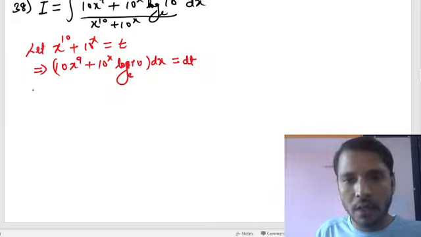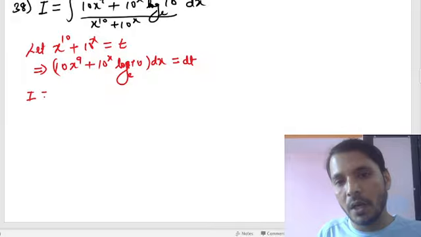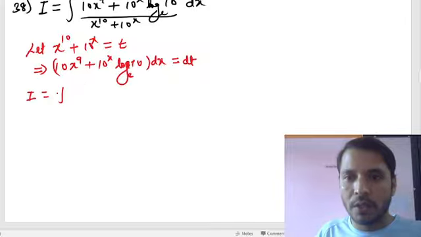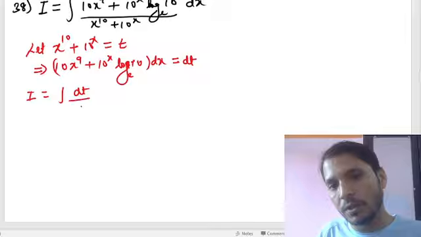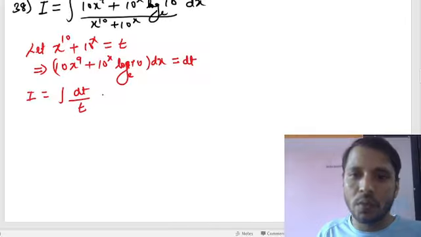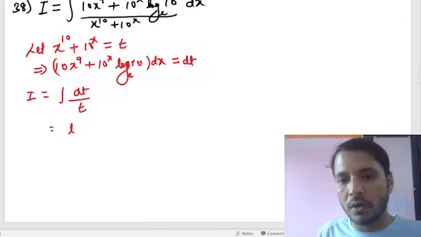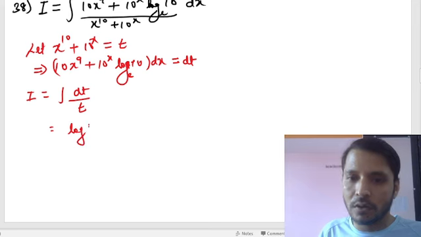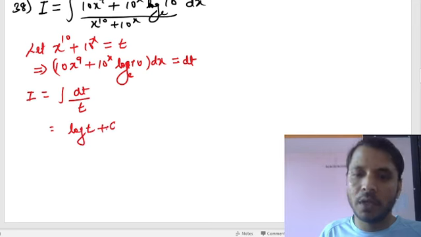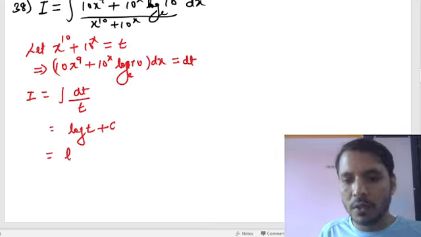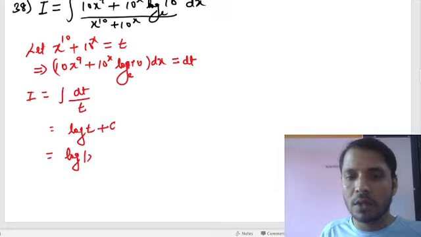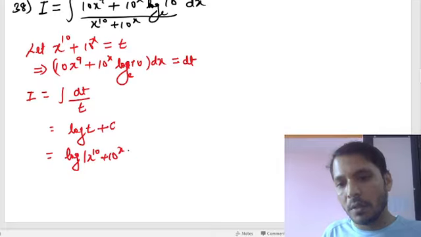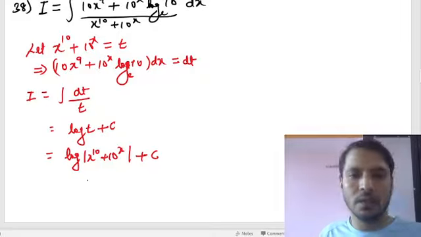So now our integration becomes I is equal to dt in the numerator and t in the denominator, so it is 1 by t, which means log t plus c. Now we can replace the t value. So log of t is log of x to the power 10 plus 10 to the power x, plus c. This is the answer.